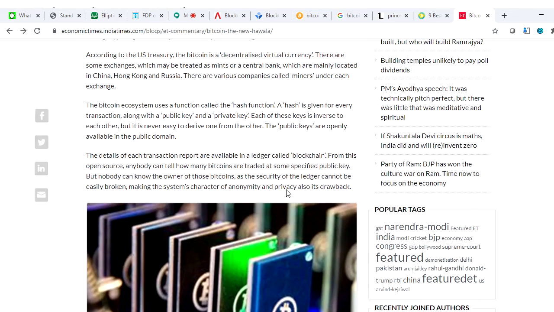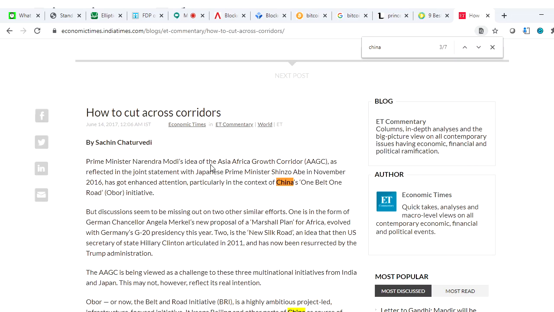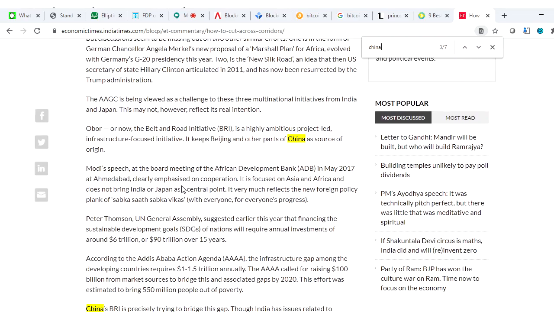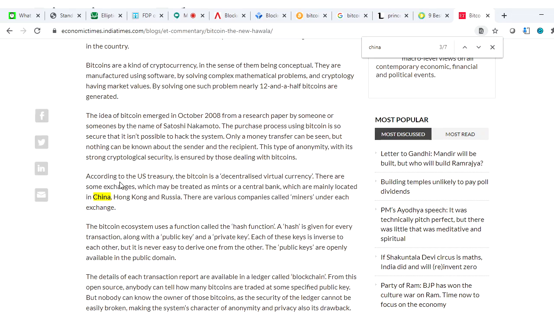In this, quite an interesting thing is, according to the US Treasury, Bitcoin is a decentralized virtual currency. There are some exchanges which may be treated as mints or a central bank, which are mainly located in China, Hong Kong, and Russia. See, it is again another eye opener.